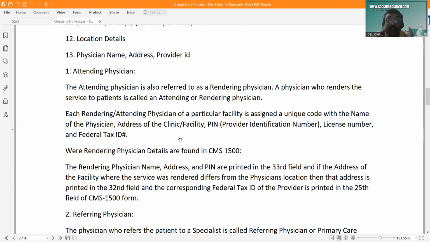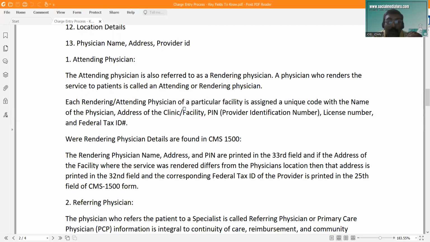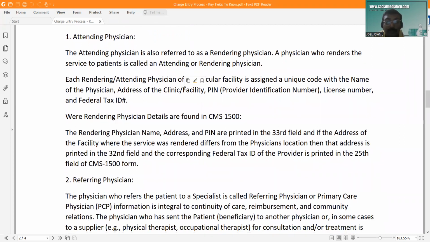Attending physician. All these will come as questions in the interviews. They will ask who is an attending physician, who is a rendering physician, what's the alternative name for attending physician, like that they will ask so many questions. So watch this thoroughly, and if you are watching the video, you can stop the video and write it down if you are unable to remember, so that you will be able to memorize that.